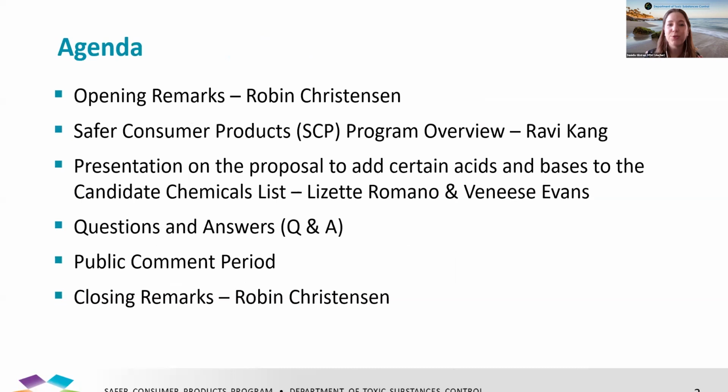This is our agenda for today's workshop. First, Robin Christensen, Deputy Director of the SCP program, will provide a welcome and opening remarks. Then, Ravi Kang, Senior Environmental Scientist, will give a brief overview of the Safer Consumer Products program. After that, Lizette Romano and Venice Evans will present on the proposal to add 12 acid bases to the candidate chemicals list. Following the presentation, we'll have a Q&A session to respond to your questions. This is your opportunity to ask questions for the panel to address today.